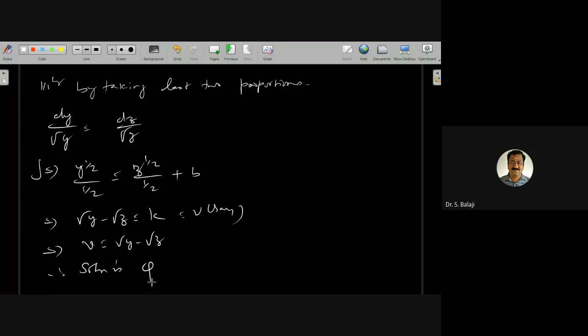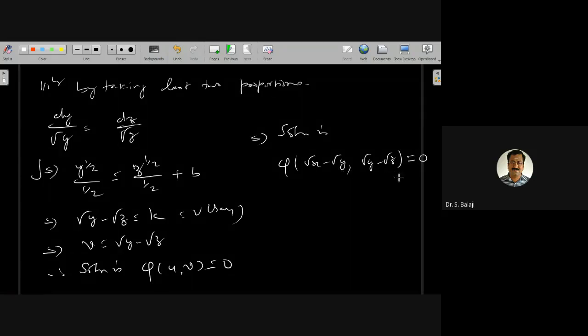Therefore, your solution is phi of u comma v equal to 0. This implies the solution is a function of u, which is root x minus root y, and v, which is root y minus root z, equal to 0. That will be your solution.